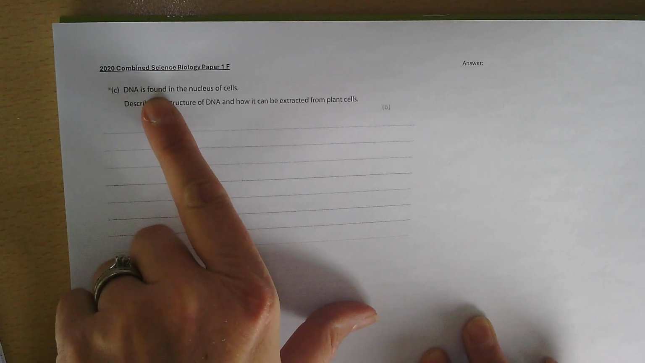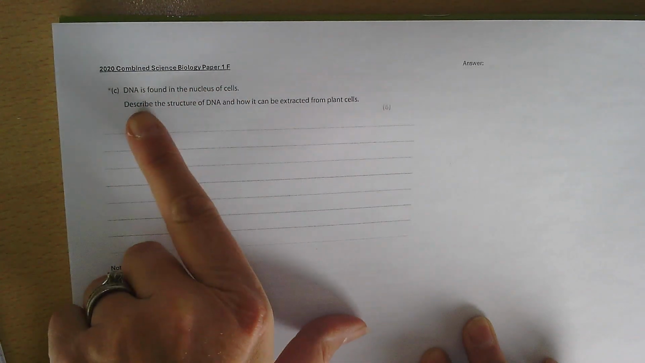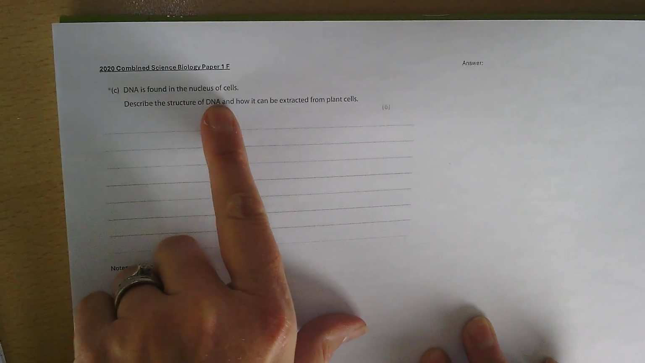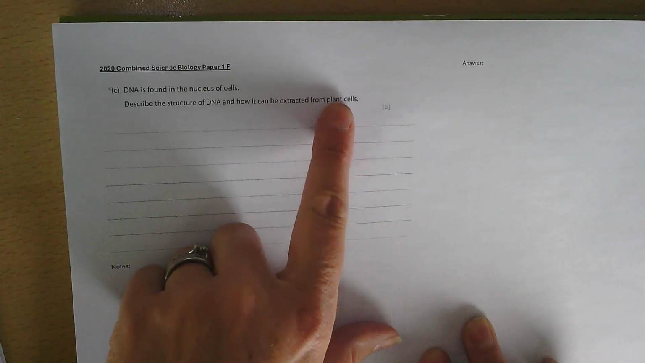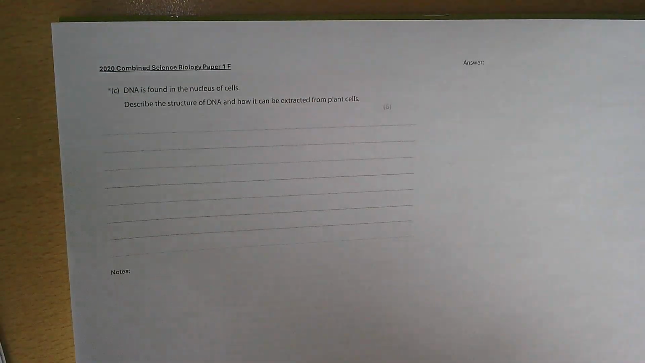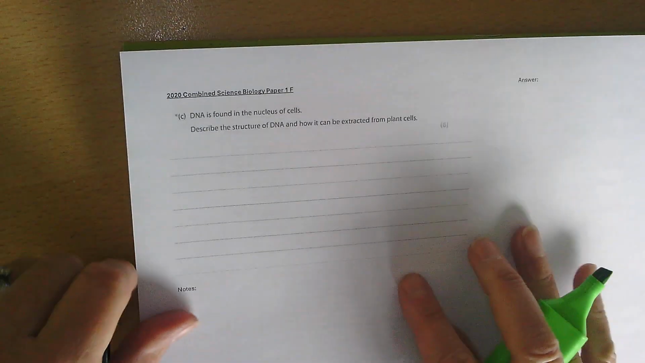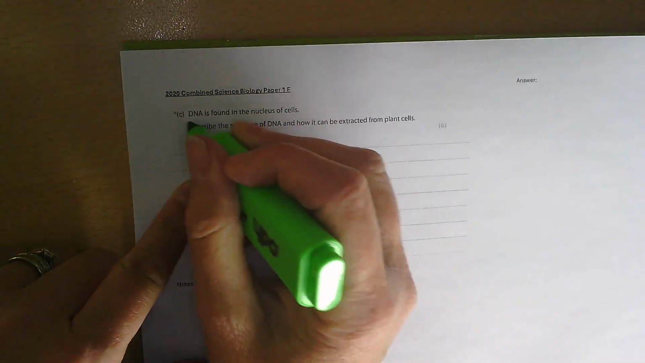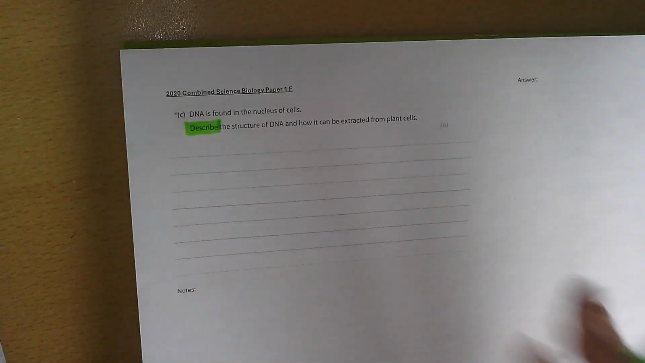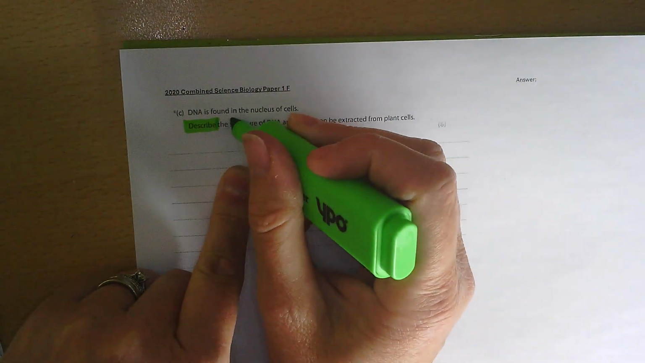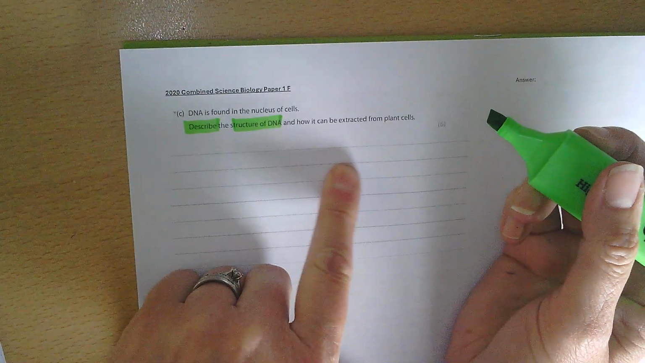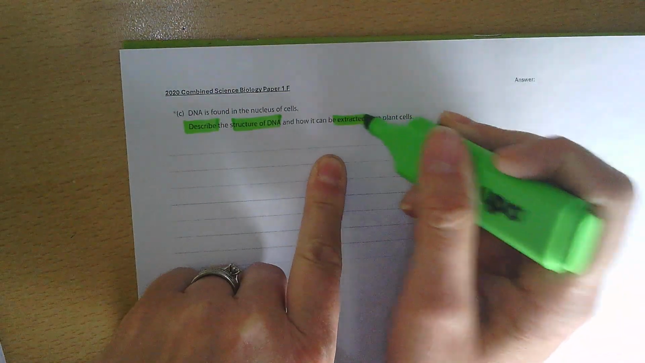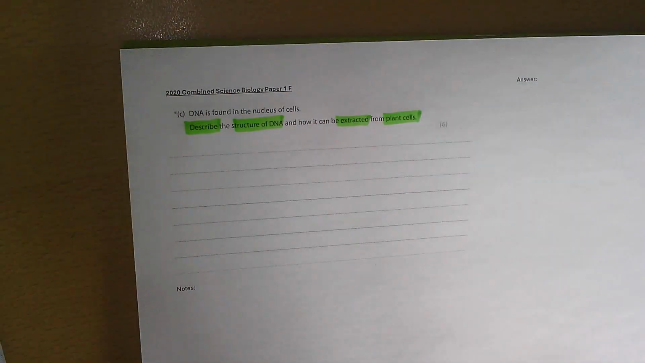It says DNA is found in the nucleus of cells. Describe the structure of DNA and how it can be extracted from plant cells. So it's split into two separate parts here. Describe will tell the examiner about the structure of DNA, so we'll have a think about what we're going to be including there, and then how you can extract DNA from plant cells.